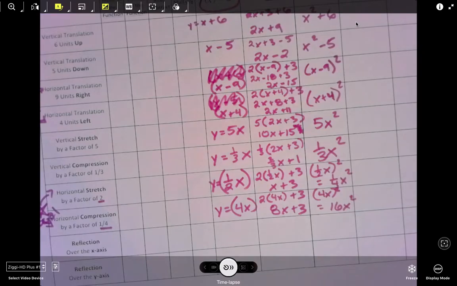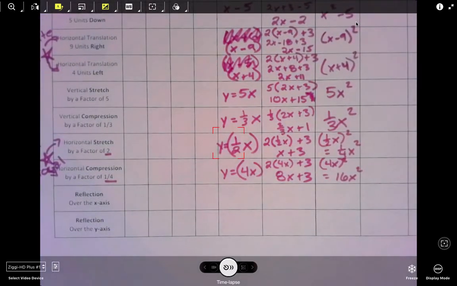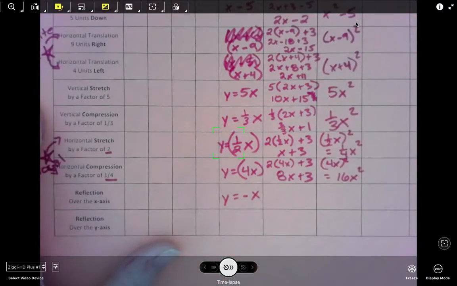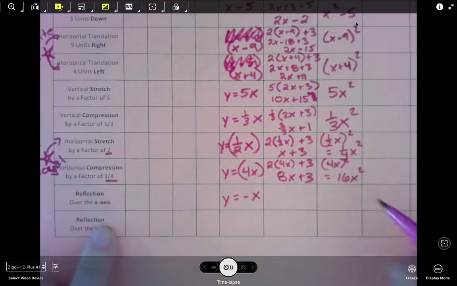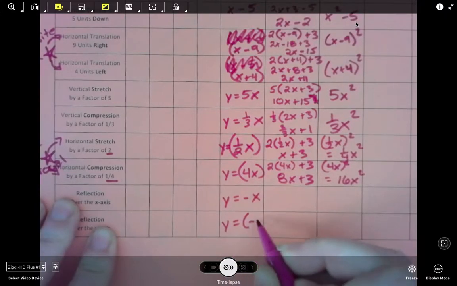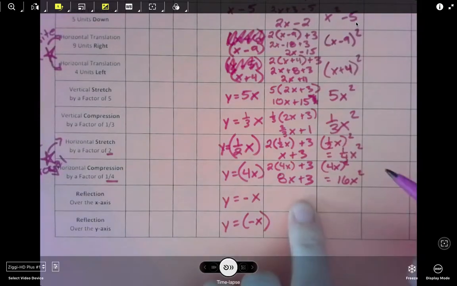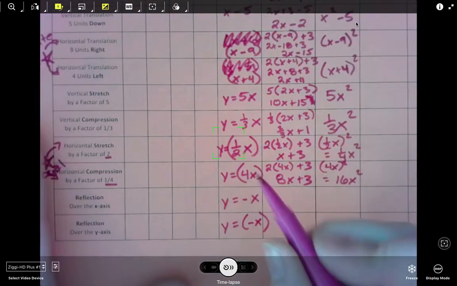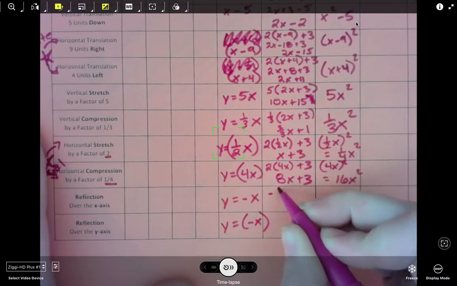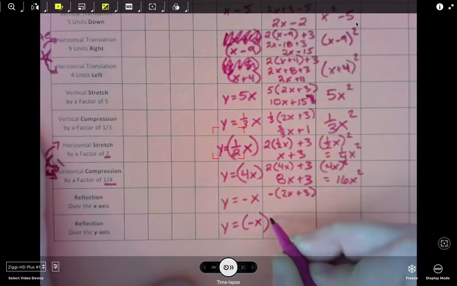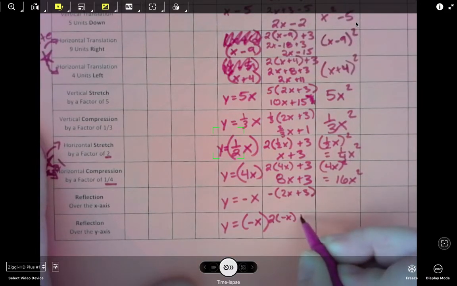All right, reflection. When you're reflecting something across the x-axis, here's what it looks like. Y equals negative x. When you're reflecting something across the y-axis, y equals negative x. Those two things are not different from each other for just a linear function, right? But when you are starting with 2x plus 3, this one, you're putting the negative in front of the whole thing. This one, you're just making the x negative, okay?